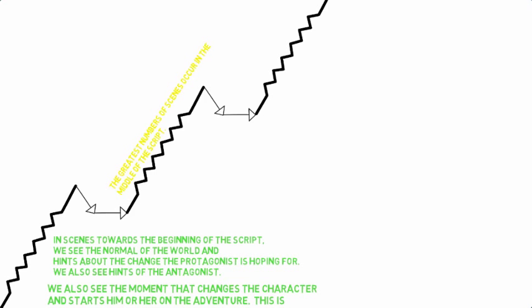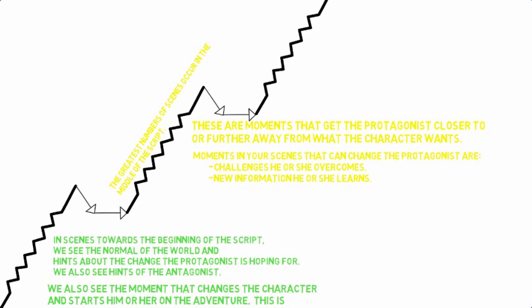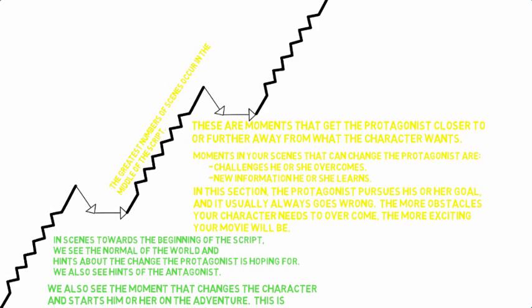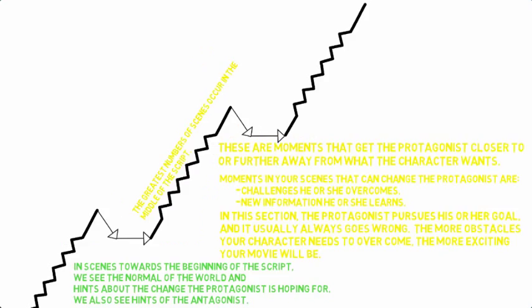And the greatest number of scenes actually occur in the middle of the script. These are moments that get the protagonist closer to or further away from what the character wants. Moments in your scenes that can change the protagonist are challenges he or she overcomes or new information that he or she learns. In this section, the protagonist pursues his or her goal, and it usually always goes wrong. The more obstacles your character needs to overcome, the more exciting your movie will be.